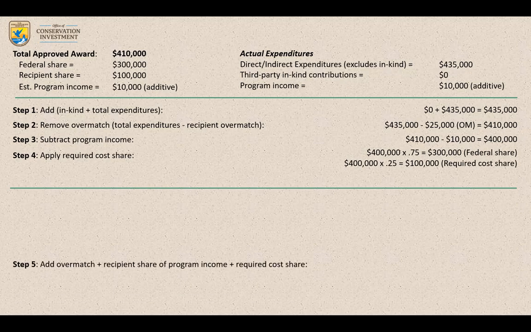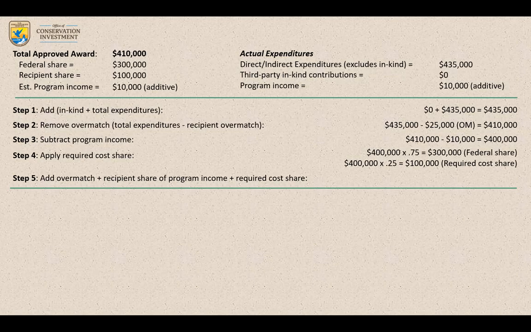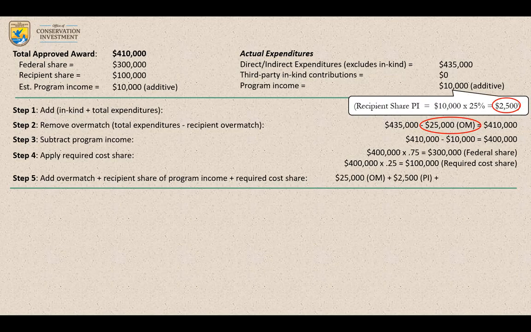Finally, in Step 5, the recipient calculates their share of expenditures by adding the overmatch amount from Step 2 plus the 25% recipient share of program income to the $100,000 required cost share amount determined from Step 4. This results in a total recipient share of $127,500.